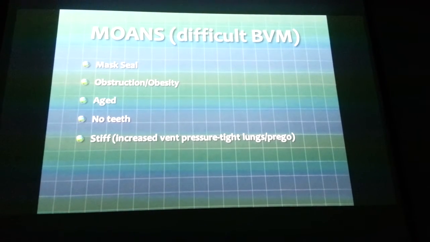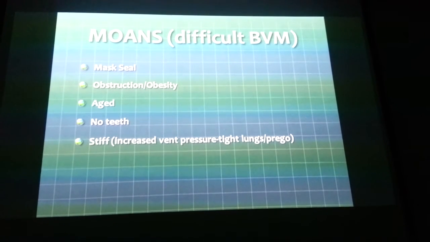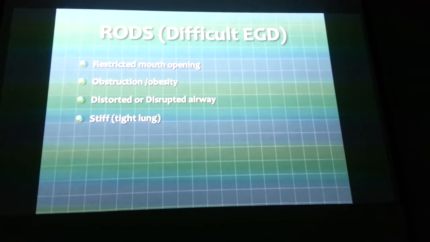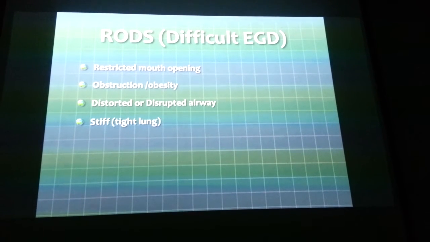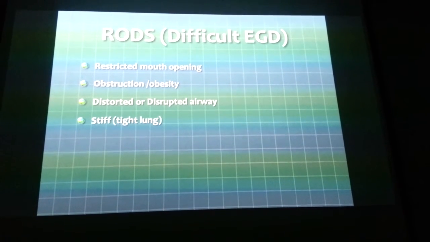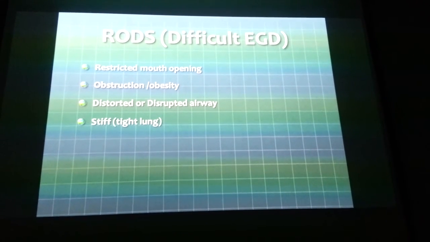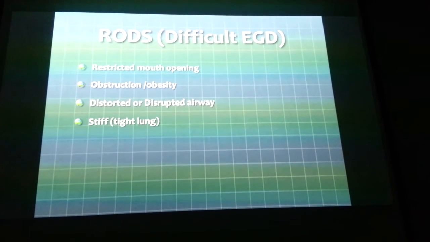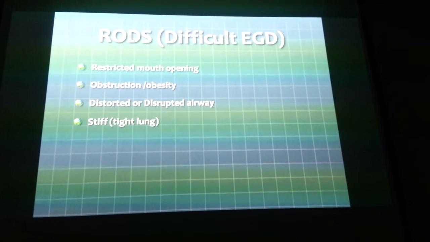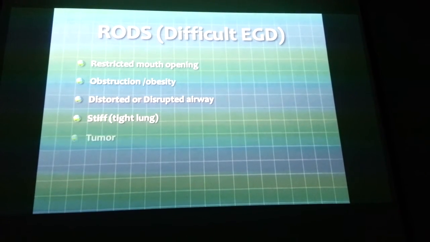S, stiff: your stiff lungs, your pregnant patients, asthmatics, they need a higher pressure. RODS, difficult extraglottic device. R, restricted mouth opening. If their mouth isn't open, you're not going to get those iGels, LMAs, or King airways in. O, obstruction, obesity. D, distorted or disrupted airway. If you've got a 12-gauge shotgun blast to the airway or to the face, there's nothing that's going to be holding those devices in. S, stiff, again, your tight lungs.